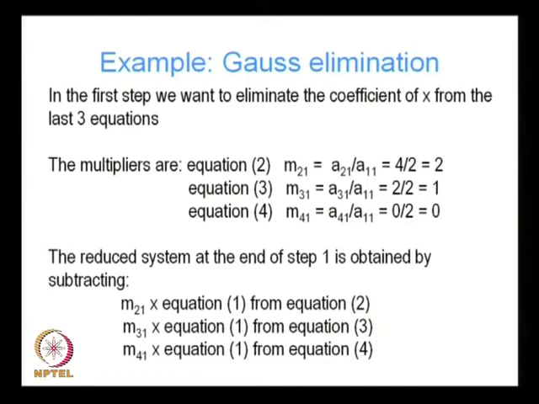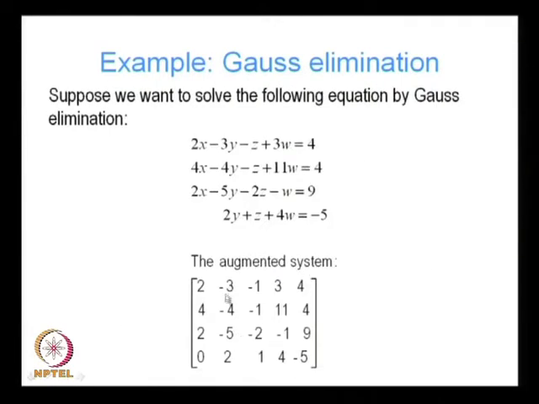So, in the first step, we want to eliminate the coefficients of x in the second equation, right. So, this 4x, we want to get rid of this 4x. So, what do we do? We divide the first equation by 2, because 2 is the coefficient of x in the first equation. After dividing the first equation by 2, we multiply it by 4 and subtract that from the second equation. Similarly, we multiply the first equation by 2 and subtract it from the third equation, and so on and so forth.